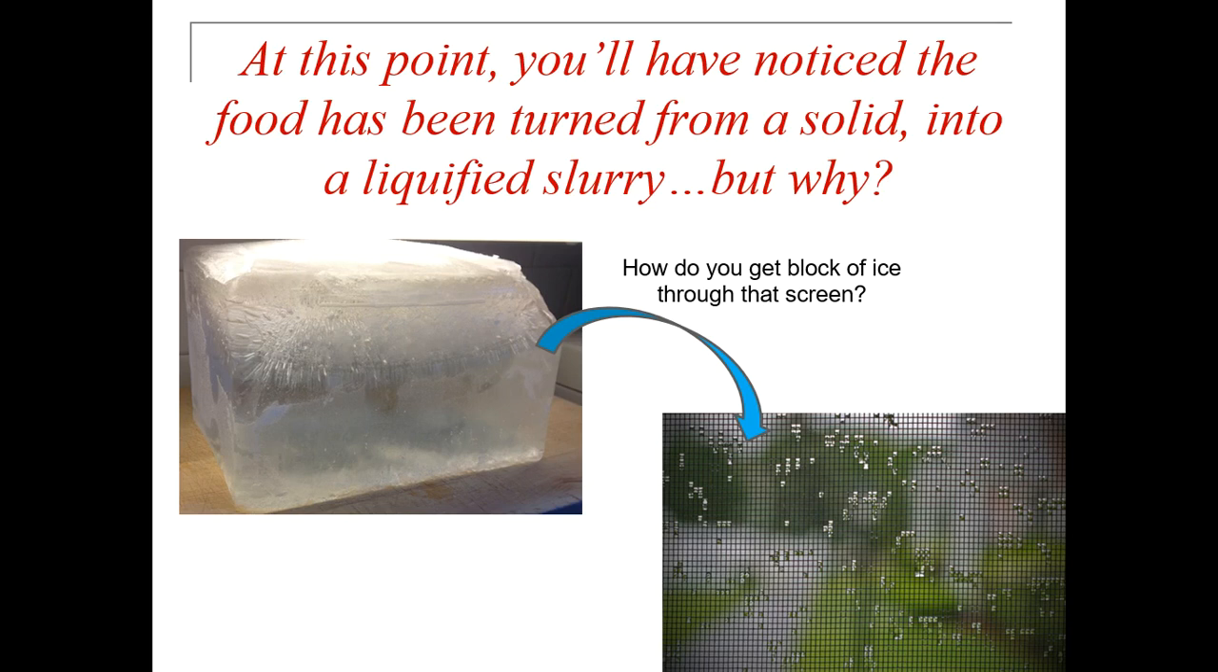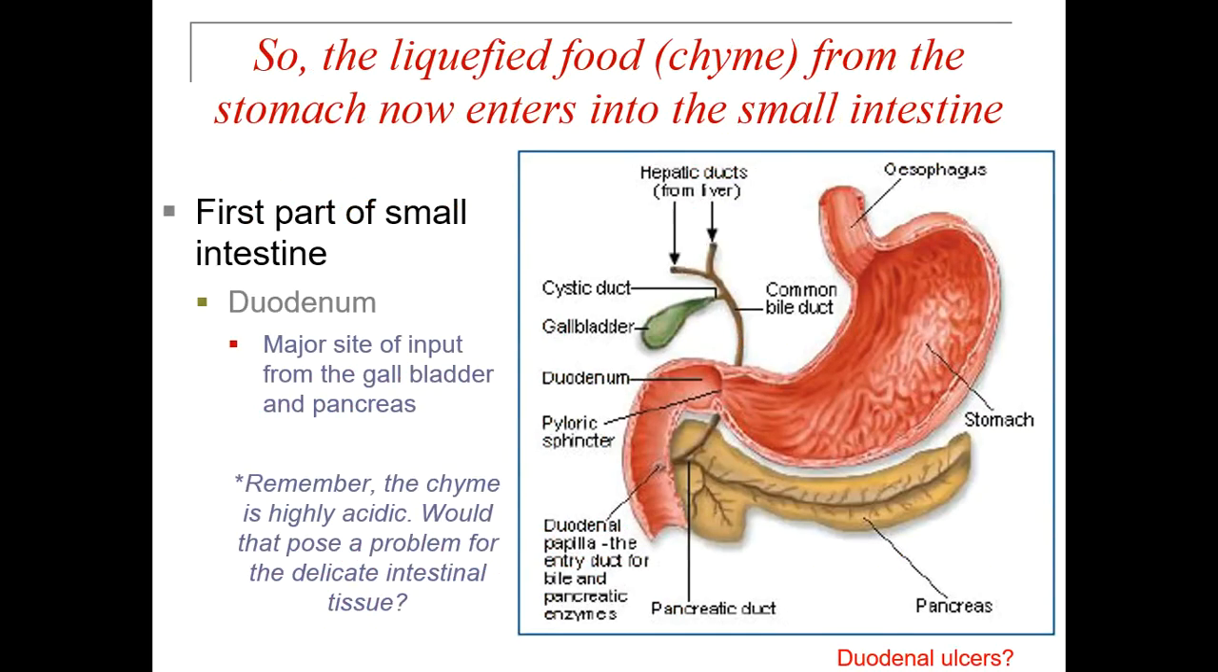So to this point we talked about the mouth, the oral cavity and the salivary glands, and we talked about the stomach and all of the different secretions, hydrochloric acid, pepsinogen. We're going to start to get into the intestines, specifically this first part called the duodenum. The duodenum is the first part of the small intestine.